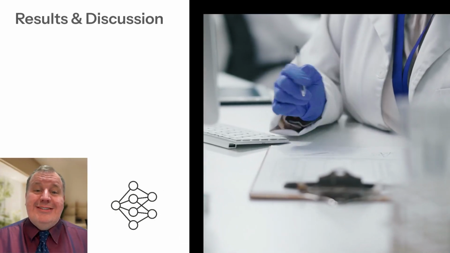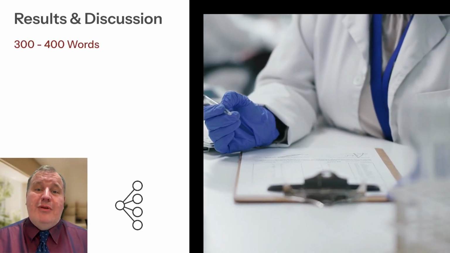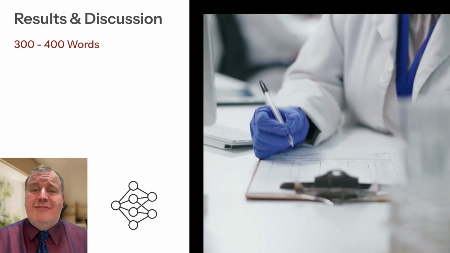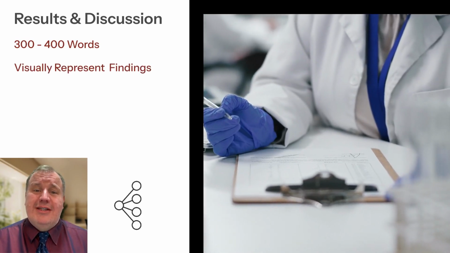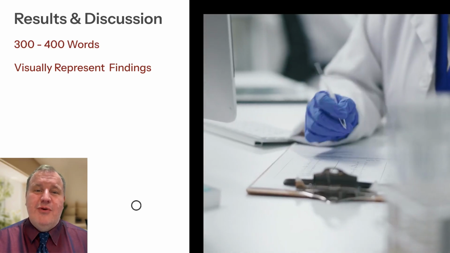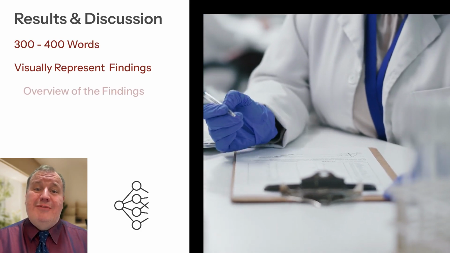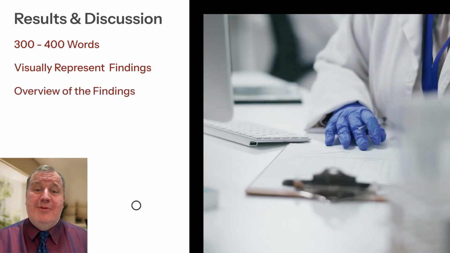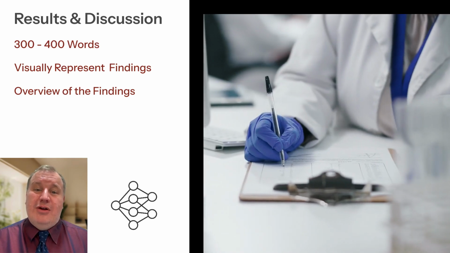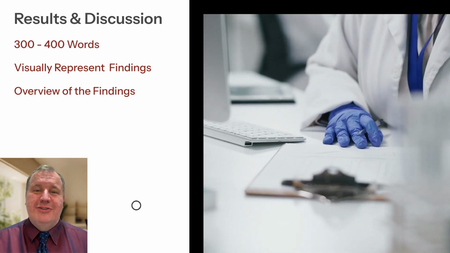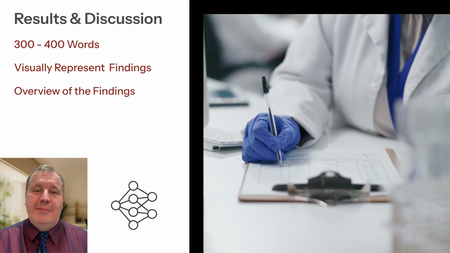Your results and discussion section should be 300 to 400 words, and it's where you show what your data reveals. Start with a visual representation of your findings. Use charts or graphs from Google Forms, just copy them directly using the tool. Then give an overview of the findings. Use clear numbers like 49% of participants strongly agreed with the statement. You don't need to mention every result, just choose the most illustrative and relevant examples.